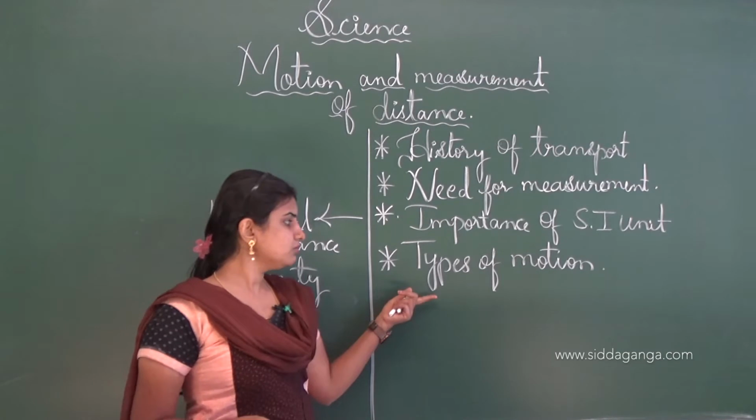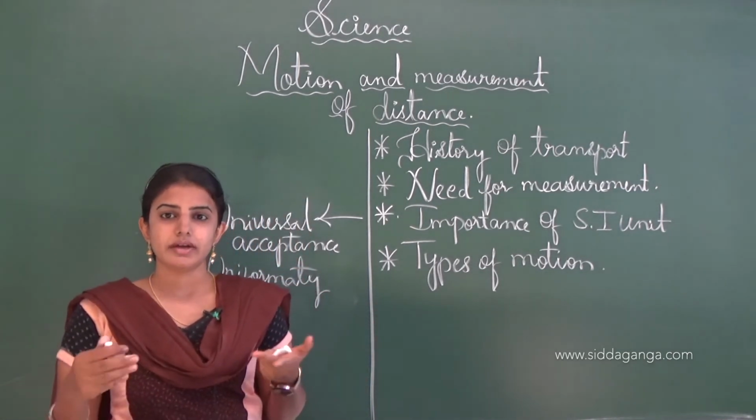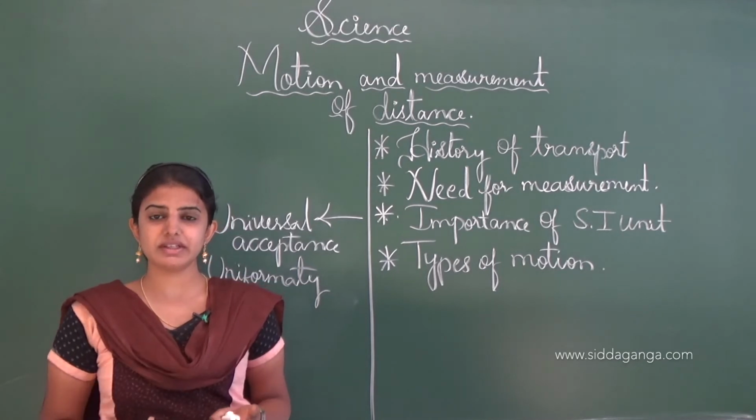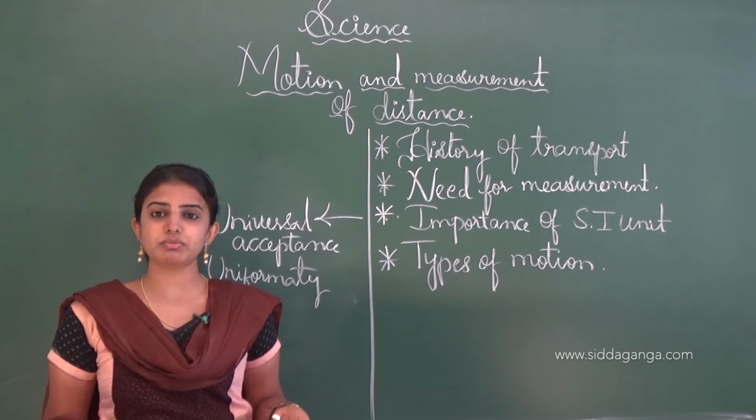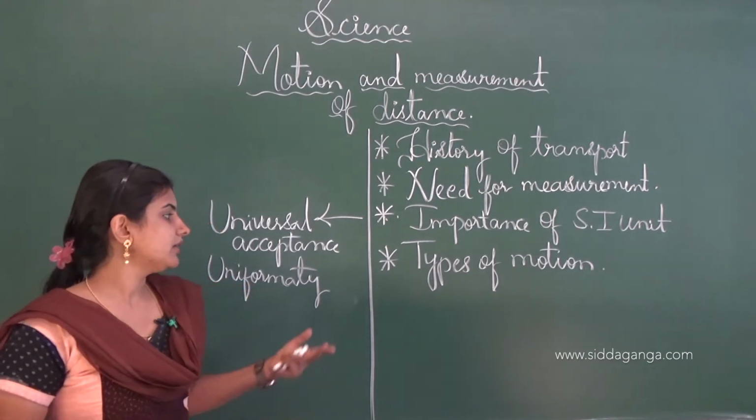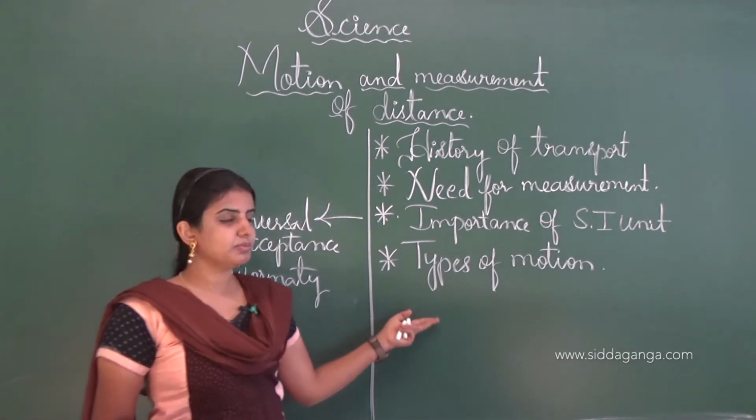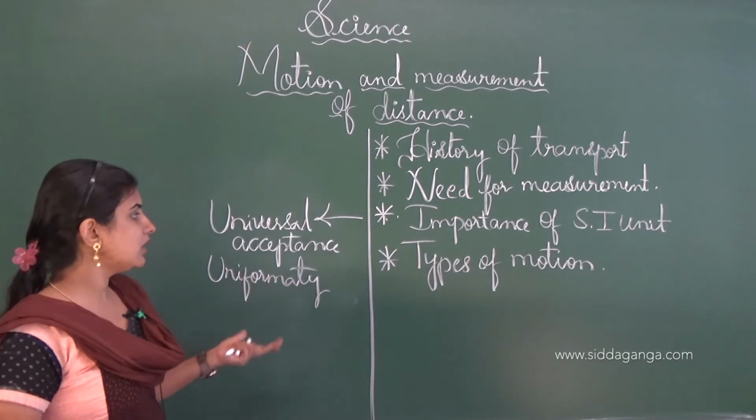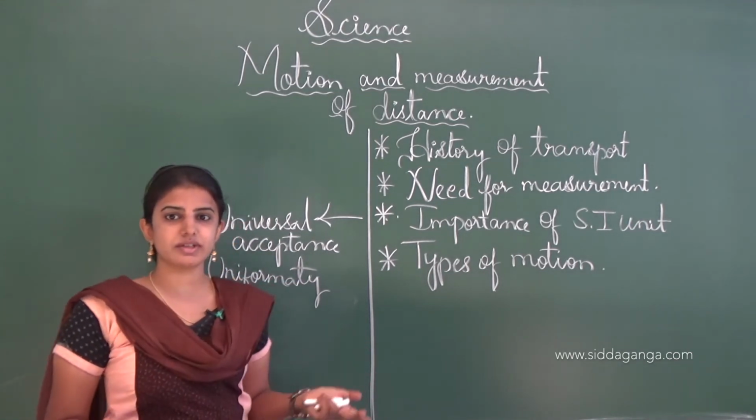And next one is the types of motion. There are different types of motions, and first one is rectilinear, next circular, next periodic motion. There are different types of motions, and in this chapter we will learn in detail about the types of motions. And see, this is all about the key learning points which help us to understand the lesson.